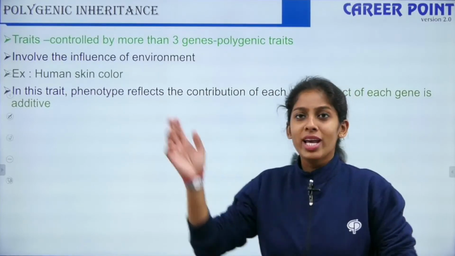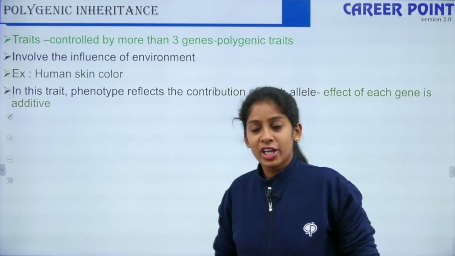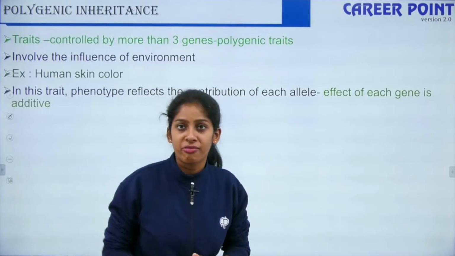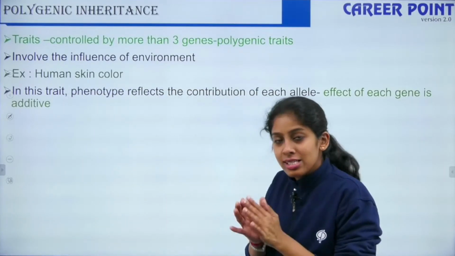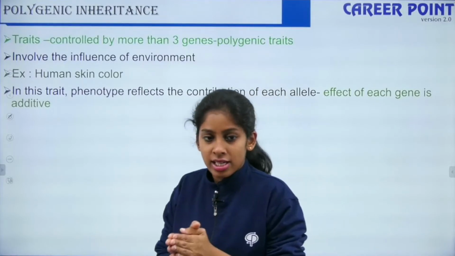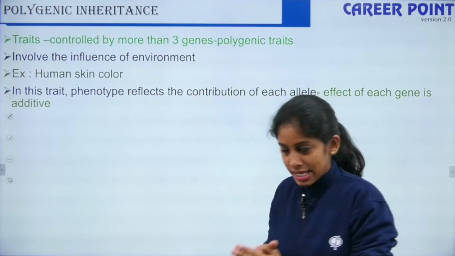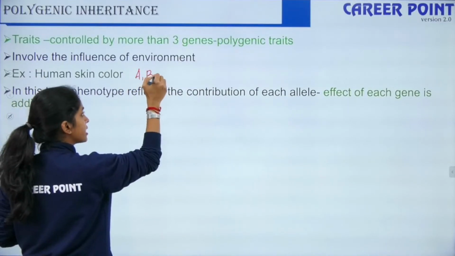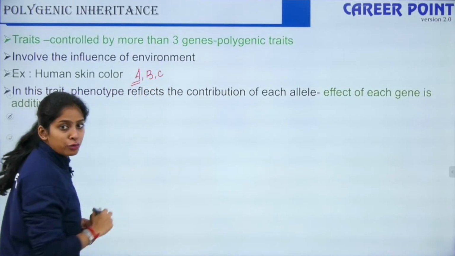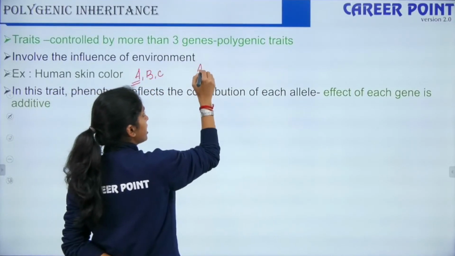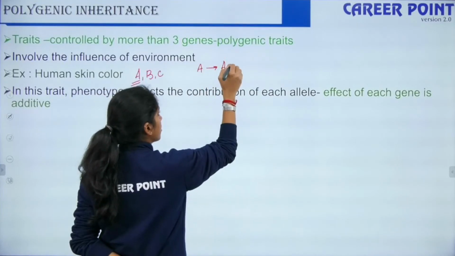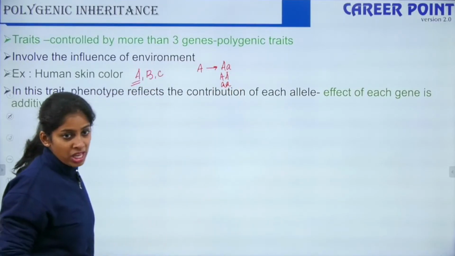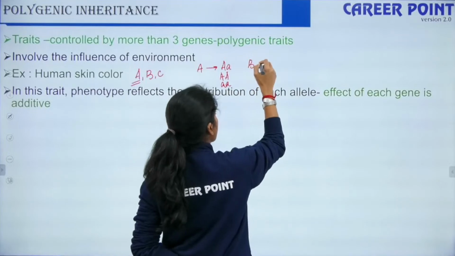An example is human skin color. My skin color is neither very fair nor very dark. This skin color is coded by 3 genes, called A, B, C. There are 3 genes which code for skin color: A, B, C. Each gene has a pair of alleles. If I talk about gene A, it has a pair of alleles with it. If I talk about gene B, it has a pair of alleles with it.